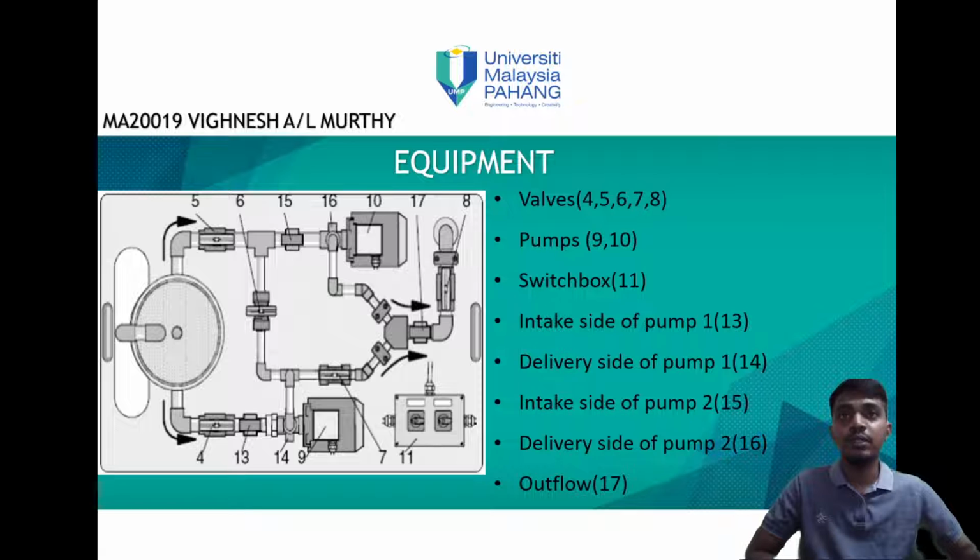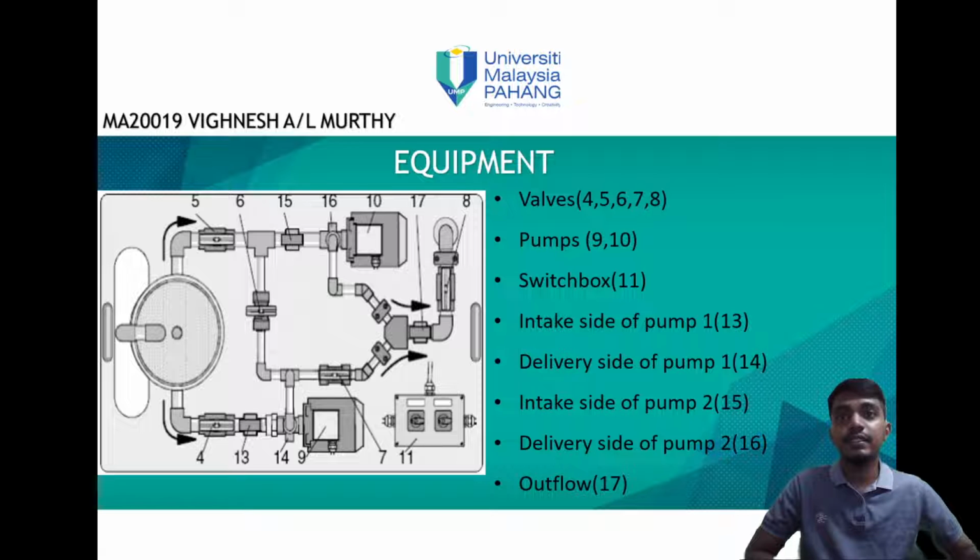Firstly is our equipment. All equipment was numbered to give viewers a better understanding of the system. At number 4, 5, 6, 7 and 8 we have the valves. We have two centrifugal pumps at 9 and 10. At 11 we have our switch box to turn on the pumps.